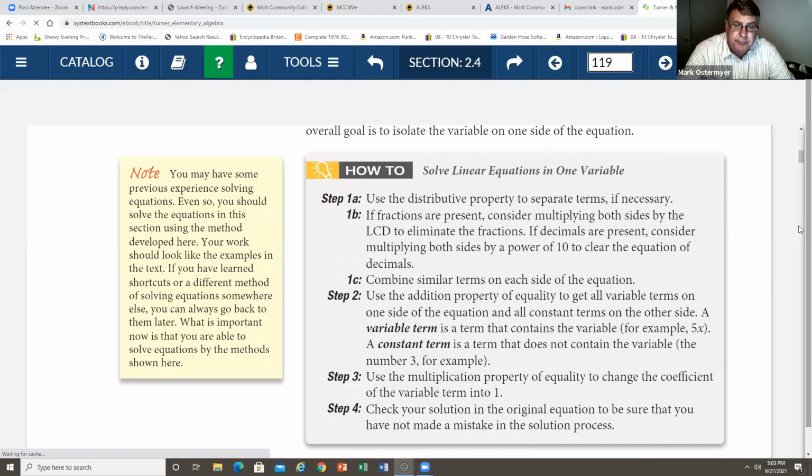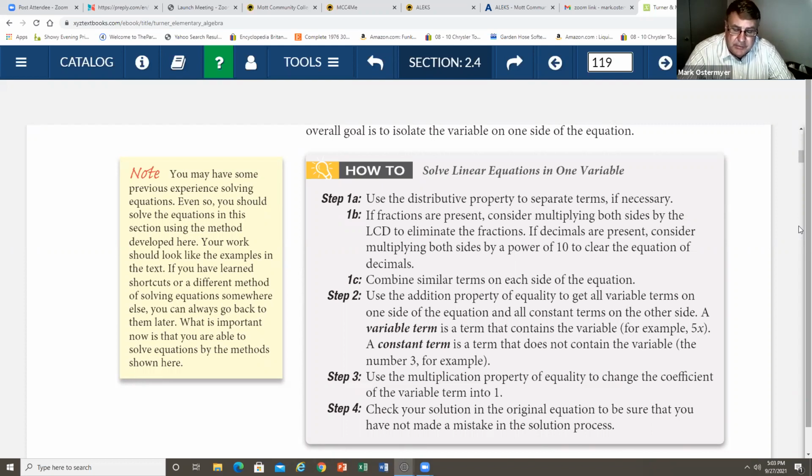Step number one is we should always try to simplify both sides of our equation if possible. To simplify both sides, that may involve using the distributive property to remove parentheses. We may have to combine like terms on both sides first. Once we completely simplify both sides, then step two kicks in. That is where we use the addition or the subtraction property of equality to separate our variable terms on one side of our equation versus the constant terms on the opposite side.